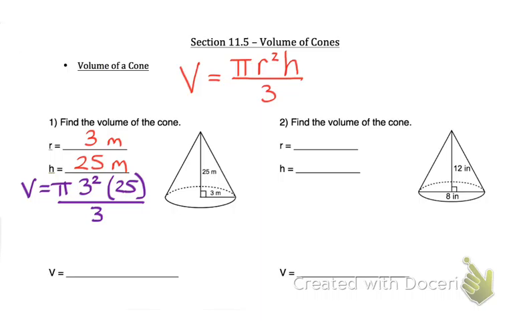So my answer would be 75 pi, because this time I did not multiply the pi in. Or if we multiply the pi in, 75 times pi, and I'm going to round to the tenths place, is going to be 235.6. And then our units are going to be meters cubed.